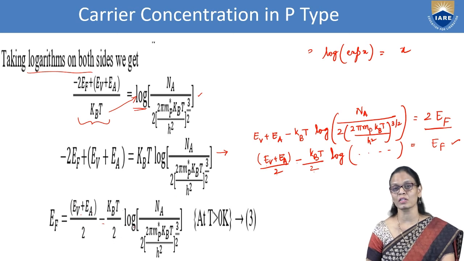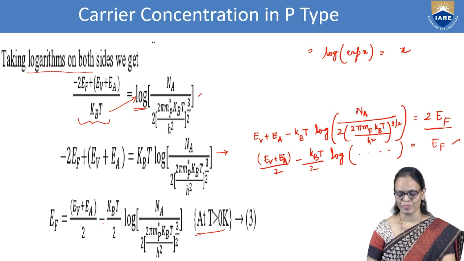side. So we have logarithm of NA upon 2 into 2 pi MP KBT by h square power 3 by 2. This is at any temperature more than 0 Kelvin, above 0 Kelvin. So I can say this is a generalized expression for EF, general form of expression.